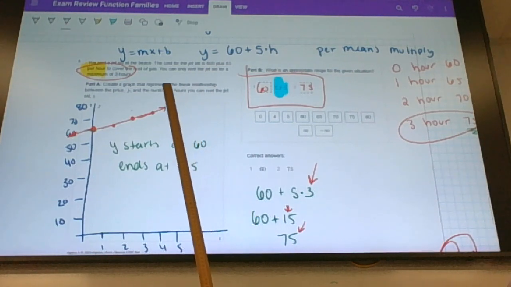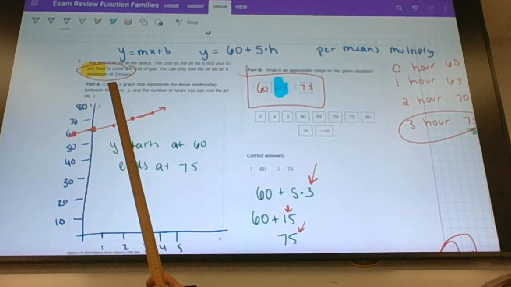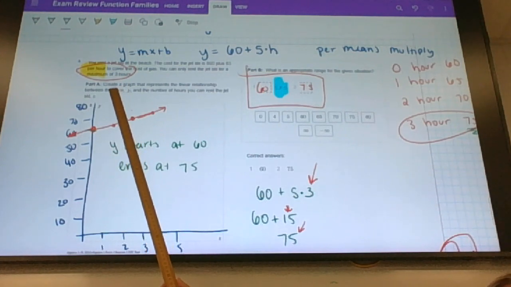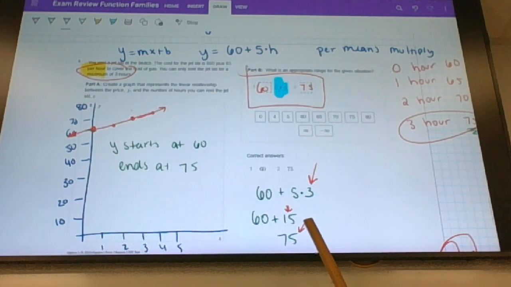Now it says that you could only get your jet ski for 3 hours. So what's the most you would ever have to pay? Well, if I put a 3 in, and you guys, when it comes to the money problems, think about it in real life. Okay? You don't necessarily have to think about this equation that I'm showing. It's $60 and $5 per hour. You guys know how to figure that out in real life. Oh, 3 hours? That means that's $15 plus 60. The most I'm going to have to pay is $75 for this jet ski.